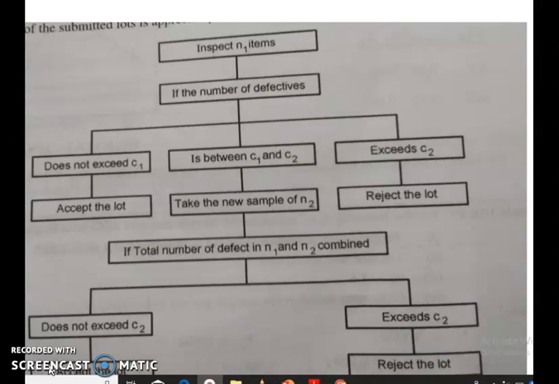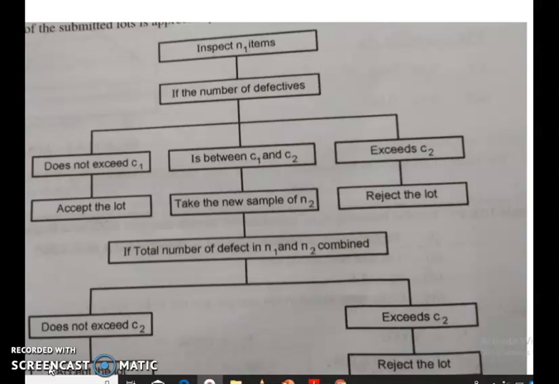But if the value is between C1 and C2, that is the lower limit and upper limit of the acceptance number, then we have to take a new sample, small n2. Then we continue the process of inspection. If the number of defective components does not exceed C2, the upper limit of the acceptance number, then we accept the lot. If the defective component number exceeds C2, then we reject that lot.